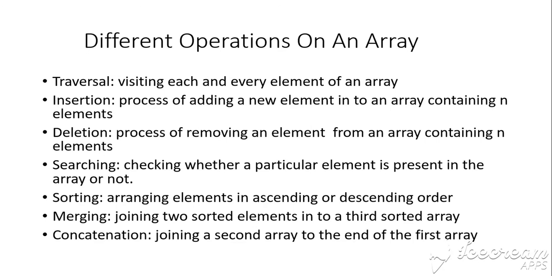And finally comes concatenation. Concatenation is the process of simply joining two arrays, joining a second array to the end of the first array. In the coming sessions, we will be discussing these operations in detail with algorithms and programs.